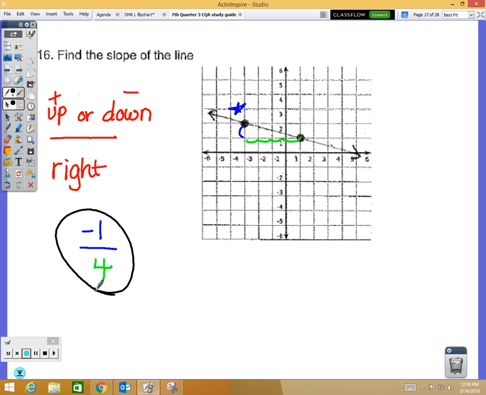Any questions about number 16? Again, I recommend writing down everything that I'm writing down. You have enough space on your paper to do that. I would not just write down negative 1/4 unless you are 100% certain how to find that.